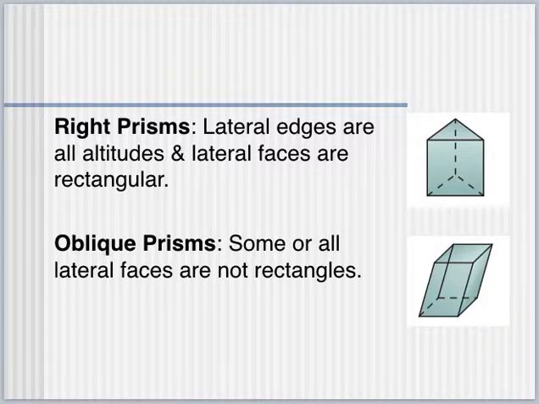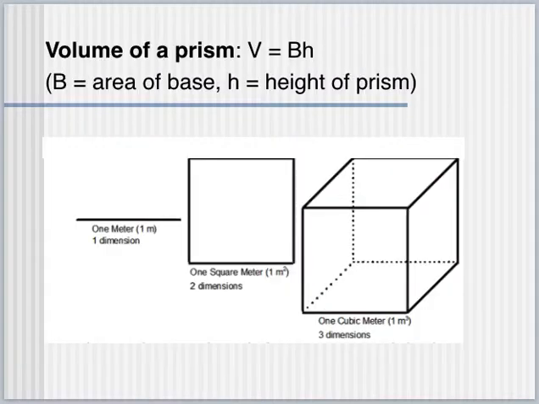Now, no matter what type of prism you have, you use the same formula for calculating volume. Your formula for volume of a prism is V equals capital B times H. Make sure you use a capital B here, because when it's capital, it's not just talking about the length of a side, it's talking about the whole area of the base shape. And then H is the height of the prism.